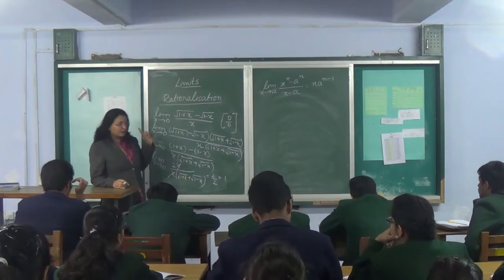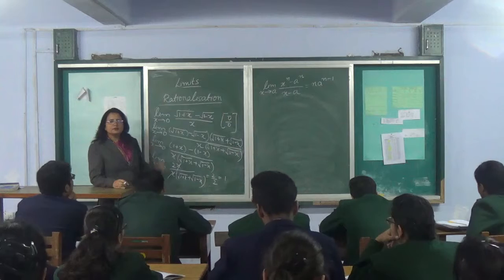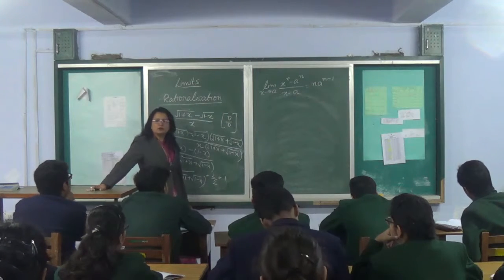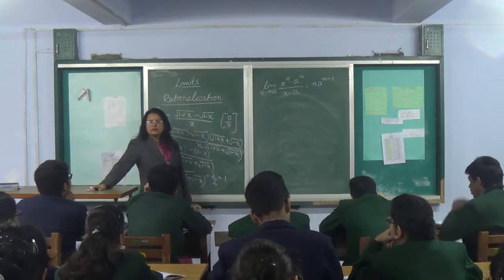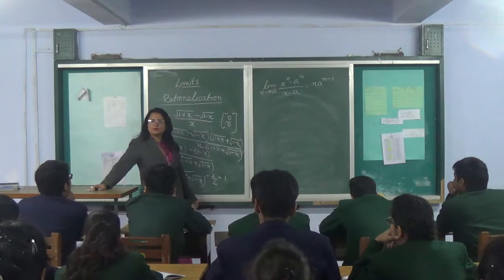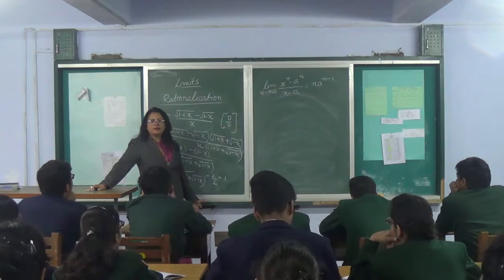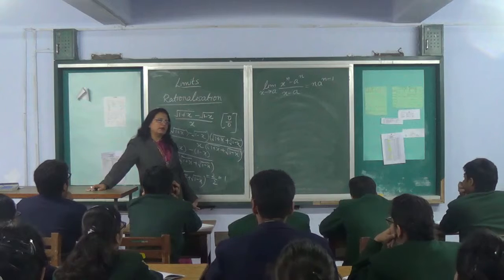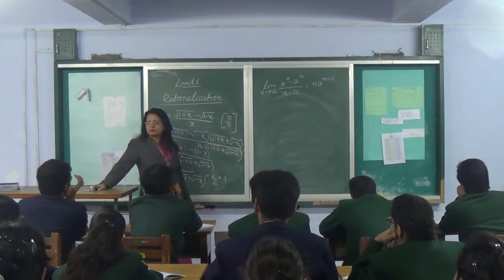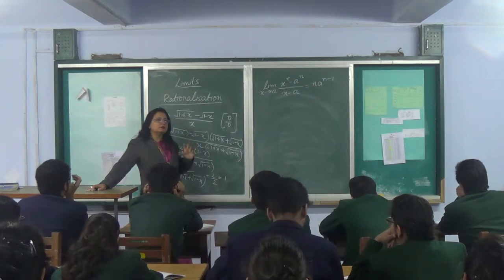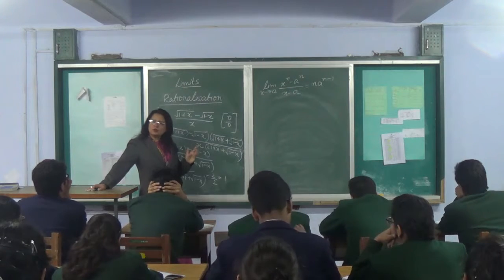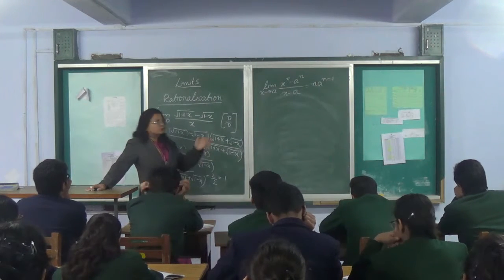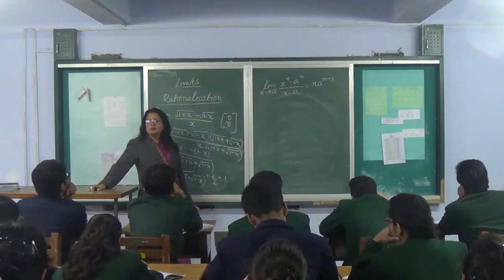Like in the very first example where we had limit x tending to 2, x square minus 4 upon x minus 2. It was not difficult to factorize x square minus 4. We had factorized it easily by writing it as x minus 2 into x plus 2. But if the power of x is a big number, at times it's not easy to factorize. So we go with this special result.